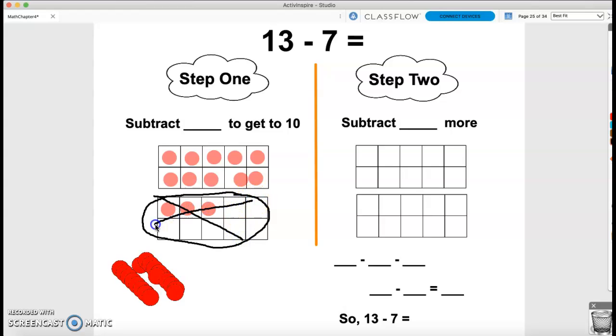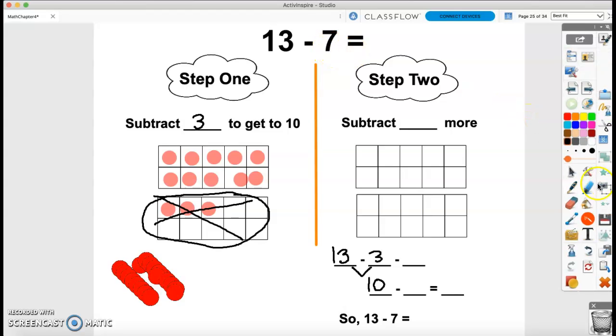So how many did I take away? I have to subtract 3 to get to 10. So that would go here. I start with 13 and I subtract 3 and I'm going to get to 10. So that gives me my 10. But we're not done because we need to subtract 7.